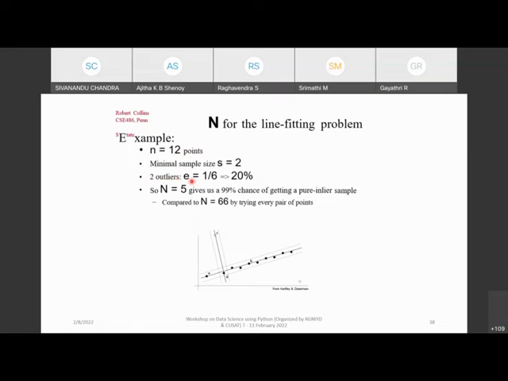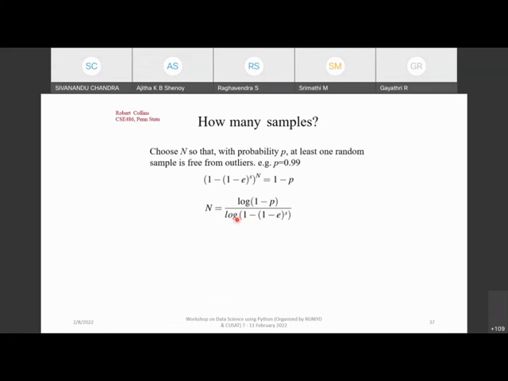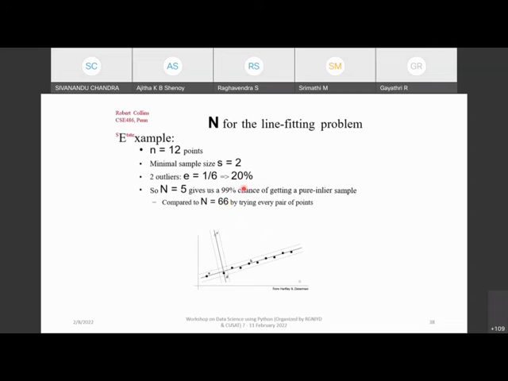So in that case, the probability of outlier E is equal to 2 by 12, because 2 can be outlier out of 12 points. So 2 by 12 is equal to 1 by 6, which is equal to 20%. So 20% outliers are allowed. Now using this equation, log(1 minus P) divided by log(1 minus (1 minus E) raised to S), when you substitute these values, you are going to get N is equal to 5.